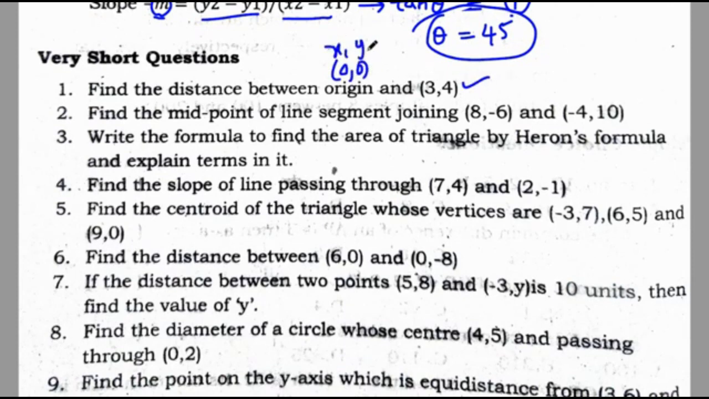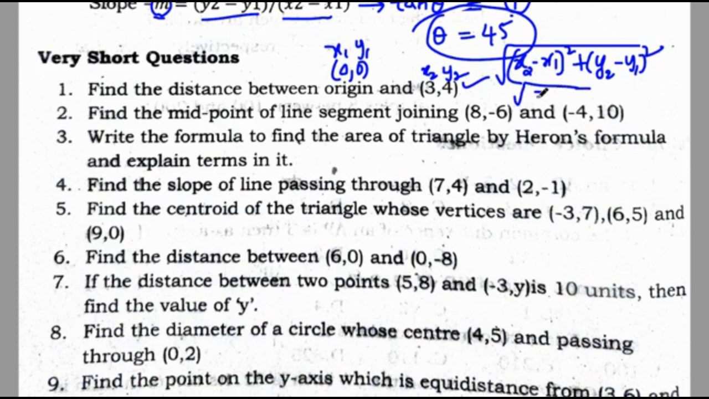We have to represent the first point with x1, y1, the second point with x2, y2 and replace in the formula. We know the formula for distance between 2 points, root of (x2 - x1) whole square plus (y2 - y1) whole square. So 3 minus 0 is 3 square, 4 minus 0 is 4 square. 3 square value is 9, 4 square value is 16, 9 plus 16 is root 25, which is nothing but 5. So the distance between origin and (3, 4) is 5.